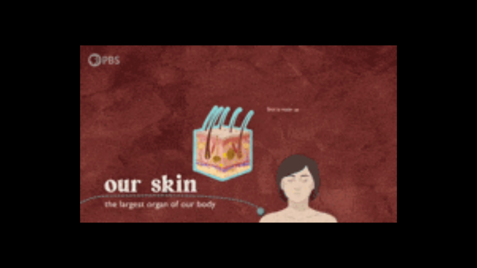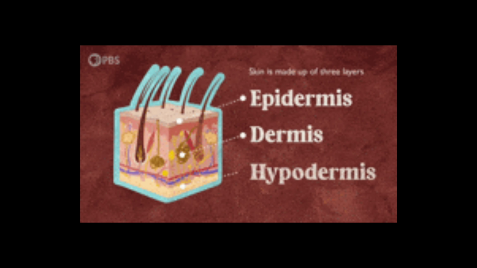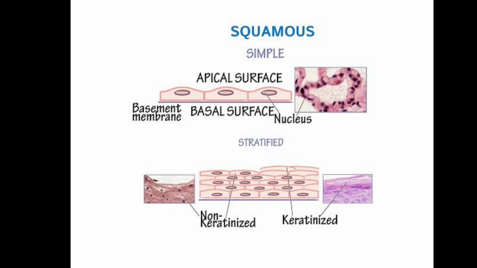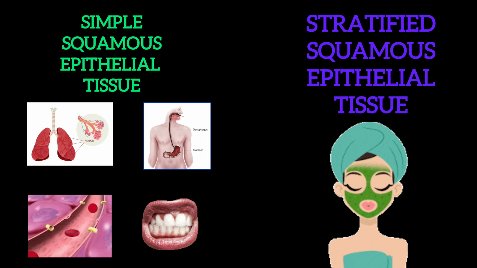Our skin is also of squamous epithelium, but not simple, it's stratified epithelium. Stratified means layers. Yes, our skin is made up of many layers, hence it is called stratified squamous epithelial tissue. Why does the skin have epithelium in many layers? Because to protect our body from wear and tear. Hence, squamous epithelium is of two types: simple squamous epithelium and stratified squamous epithelium. Examples of simple squamous epithelial tissue are alveoli, esophagus, blood vessels, mouth. An example of stratified squamous epithelial tissue is skin.